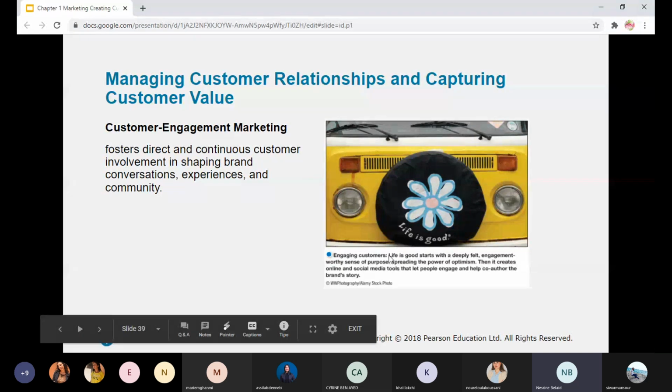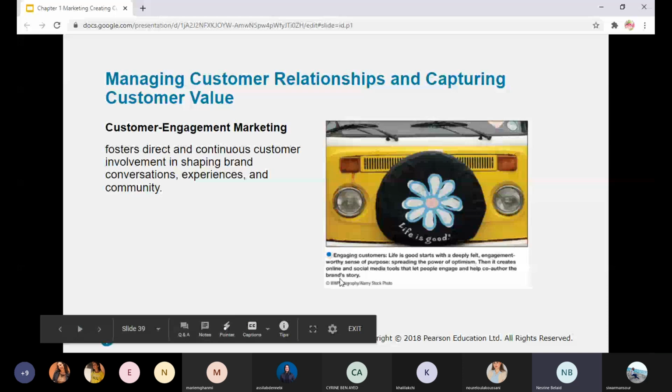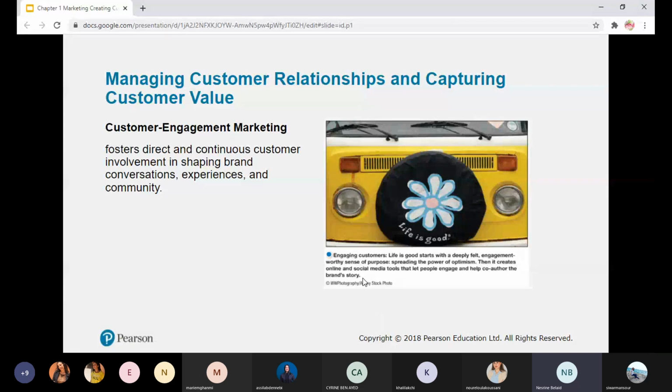Like here, for example, here engaging customers, Life is Good starts with a deeply felt, engagement-worthy sense of purpose, spreading the power of optimism. Then it creates online and social media tools that let people engage and help co-author the brand story. So here we engage customers even in writing the story of the brand.